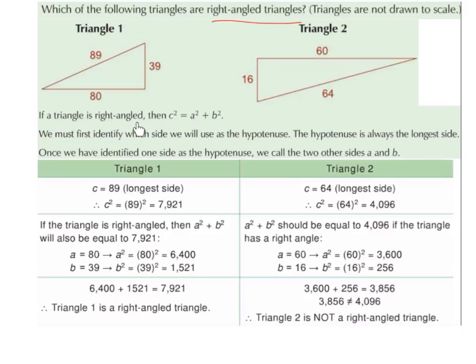If a triangle is right angled, then c squared, so its hypotenuse squared, must equal a squared plus b squared. So we must first identify which side we will use as the hypotenuse. The hypotenuse is always the longest side. Once we have identified one side as the hypotenuse, we call the other two sides A and B, and it doesn't matter which is A and which is B. So triangle number 1, C is going to be 89 because this is the longest side.